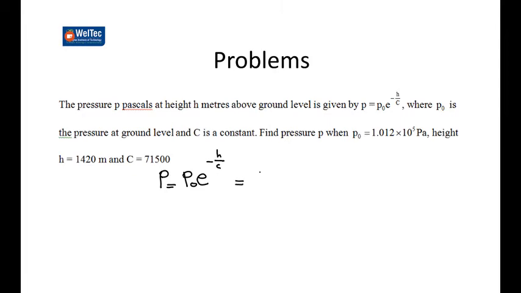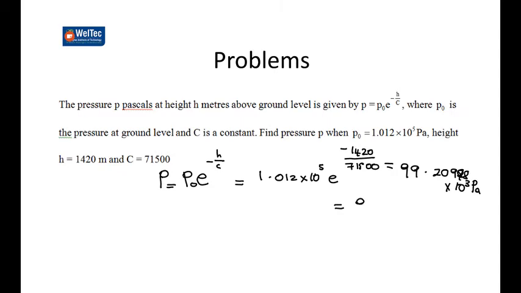So it will be 1.012 times 10 to the 5 times e to the power of negative 1420 over 71500, which is equal to 99.20998 times 10 to the 3 pascals. Or you might be writing it as 9.921 times 10 to the 4 pascals.